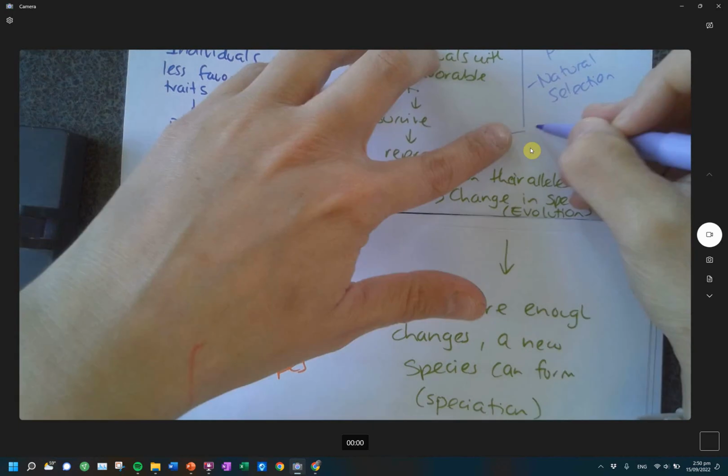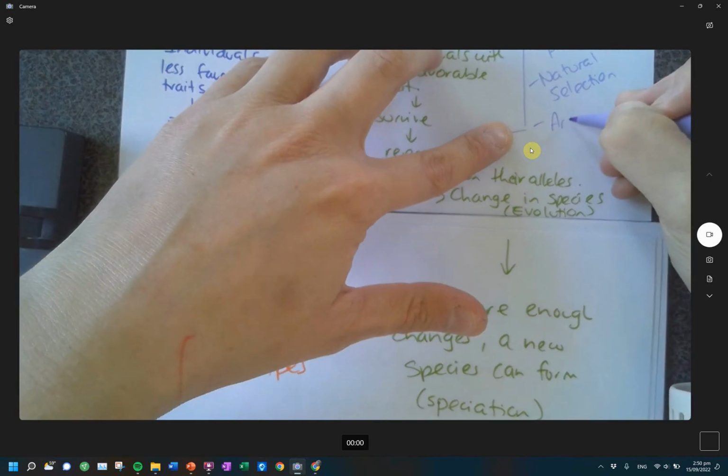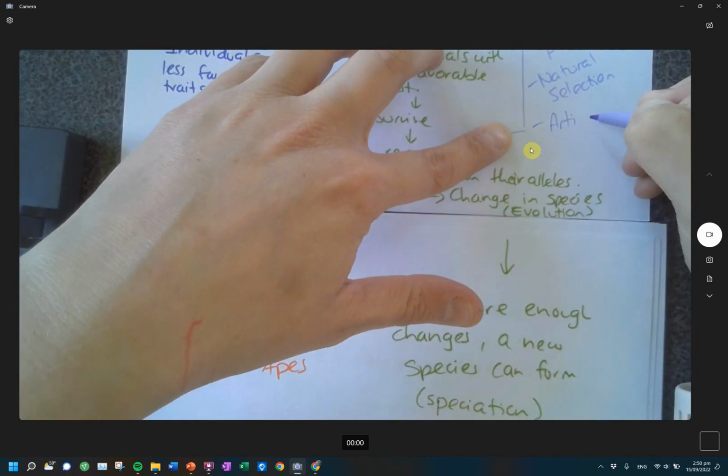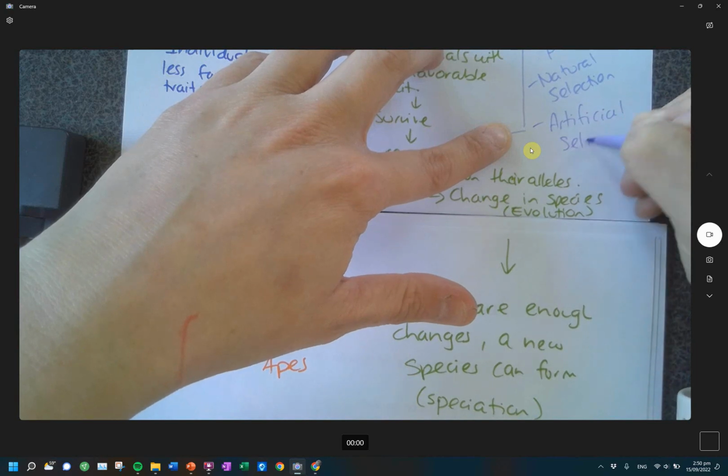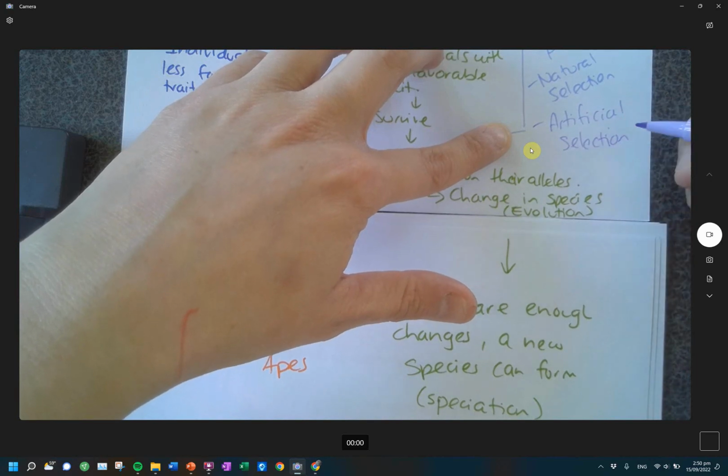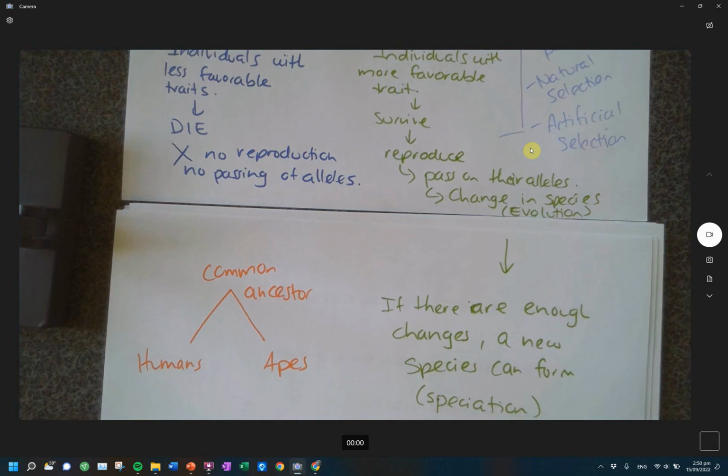The second type of selective pressure is artificial. Have you guys heard the word artificial before? Like artificial colors, artificial flavors? What does it mean? It means fake, it's not real. So artificial selection is human selection. Humans, because we're so clever, have manipulated things and bred certain things together to get traits that we want. And that is artificial selection.